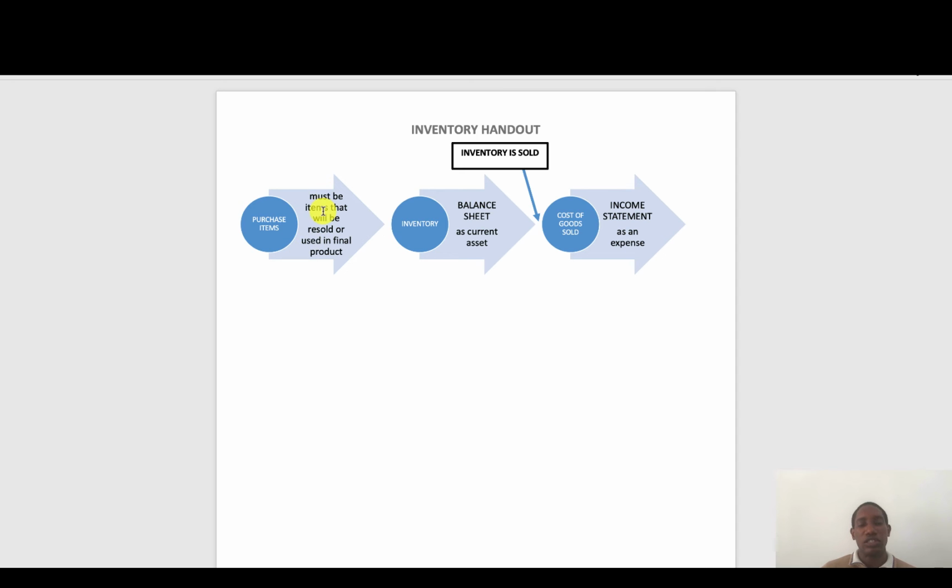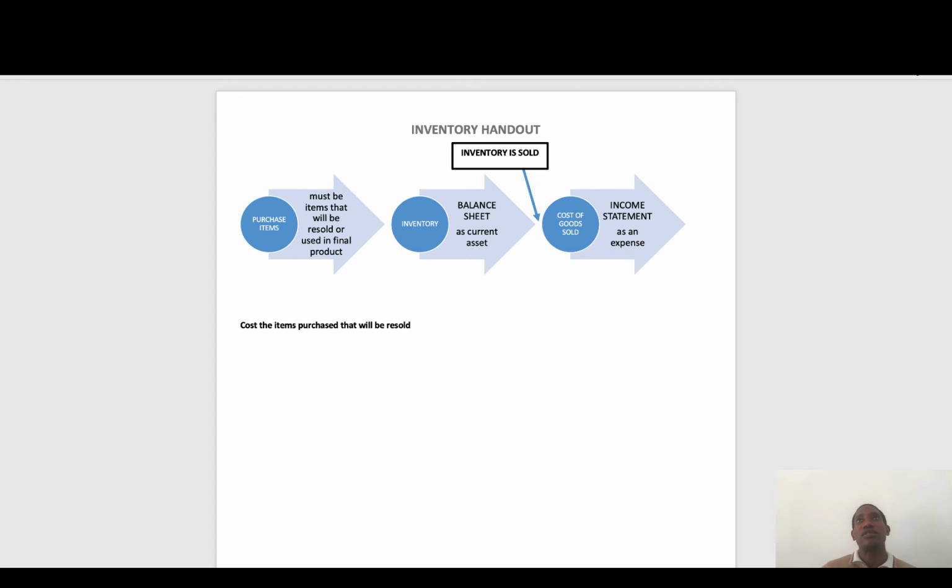When you purchase the items, they go into inventory, and inventory is on the balance sheet as a current asset, okay? So please remember that. Inventory is a balance sheet item. On the balance sheet, there's this line item for inventory, and that represents the cost of items purchased for reselling. I really want you to make sure you understand that: the cost of items purchased that will be resold.